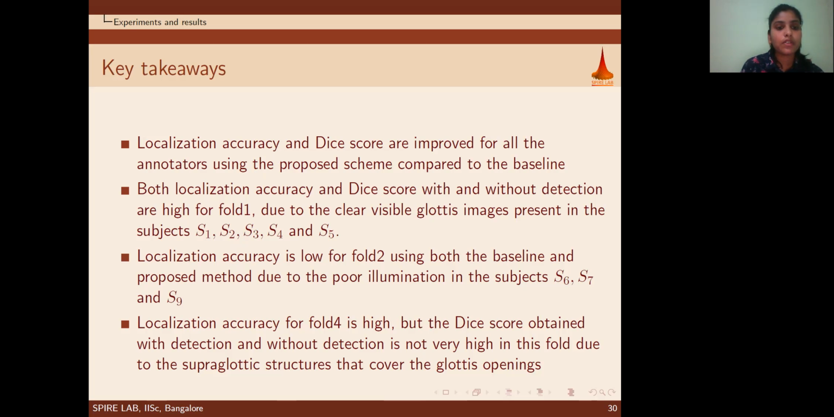It is observed that the localization accuracy for fold 4 is high. But the dice score obtained with and without the detection network is not very high compared to all other folds. This could be due to the supraglottis structures that cover the glottis openings.